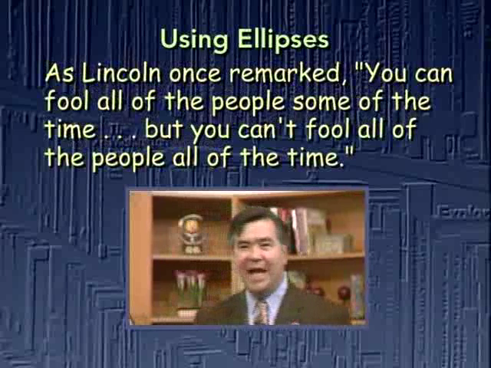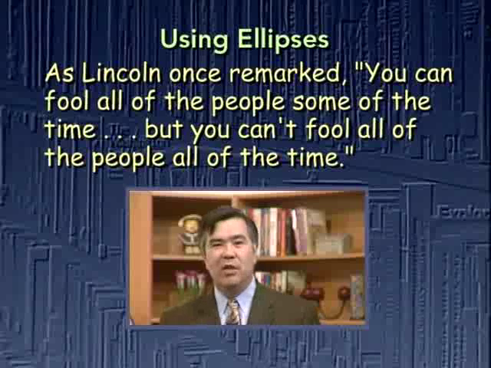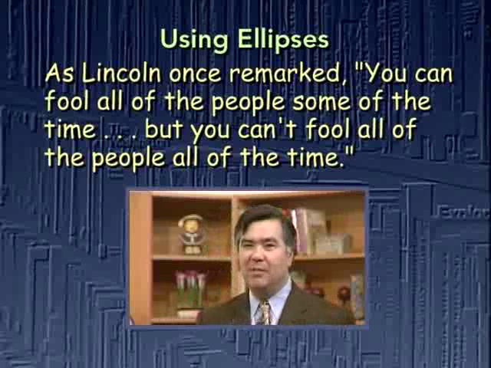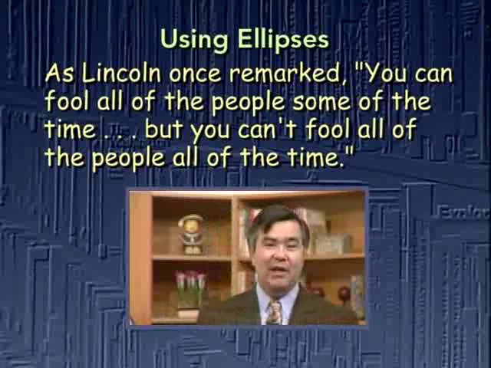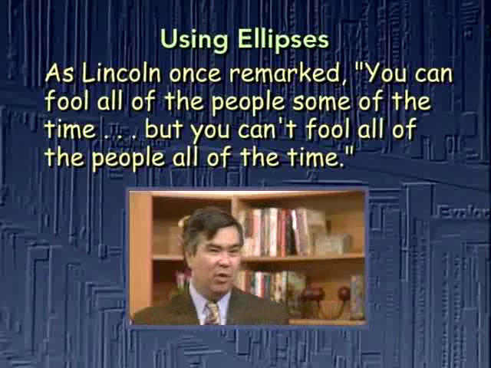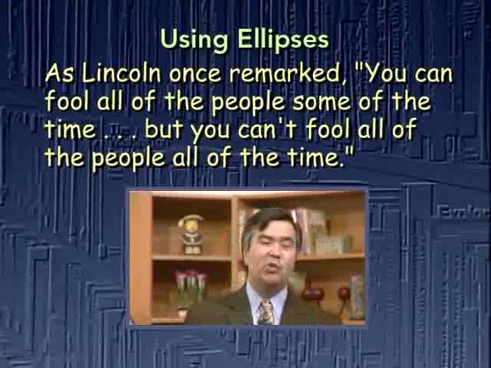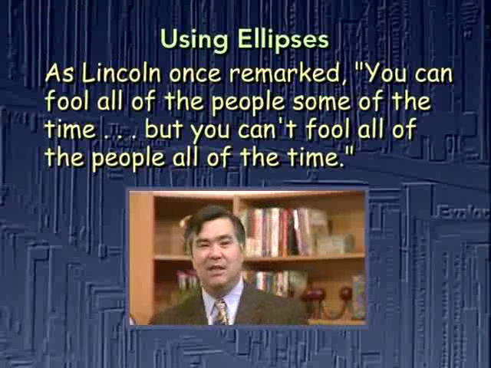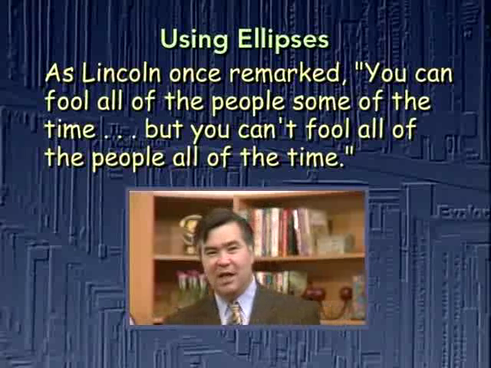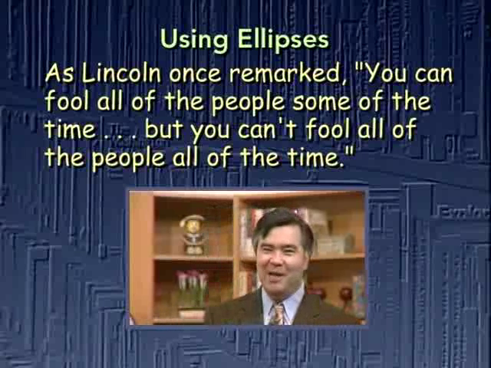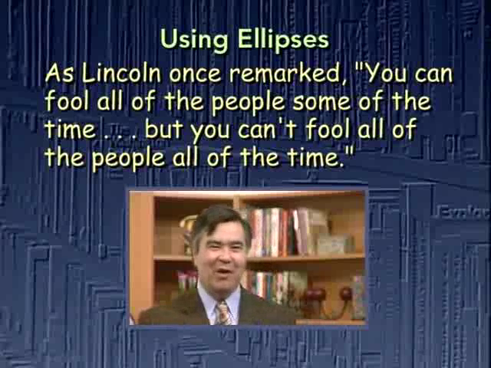First, as Lincoln once remarked, "you can fool all of the people some of the time, ... but you can't fool all of the people all of the time." Now here we have a quotation enclosed within quotation marks, but Lincoln's actual words were more extensive than this. The actual quotation from Lincoln is, "You can fool all of the people some of the time, and some of the people all of the time, but you can't fool all of the people all of the time."